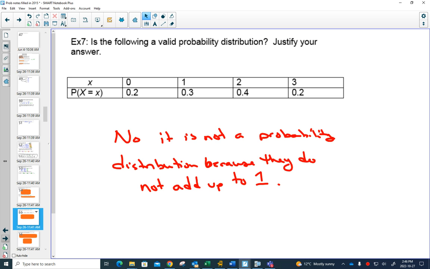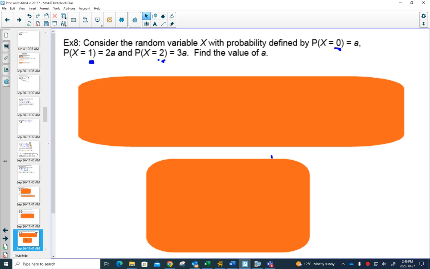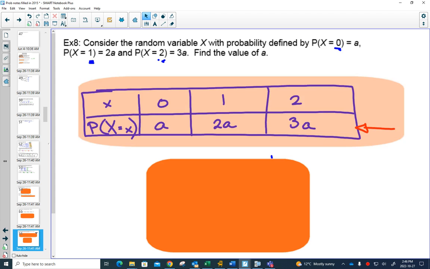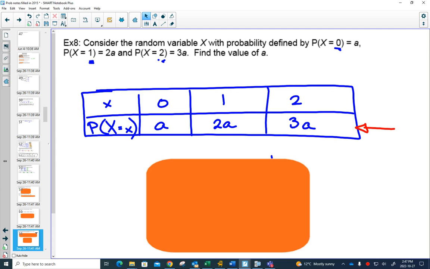Okay, we'll do one more together, and then I want you to try 9 and 10 on your own. And if you want, you can go up to a board and do it on the board rather than your notes. It's up to you. So sometimes you get a question like this that's abstract. Consider a random variable x. Probability of happening at 0 is a. Probability of happening at 1 is 2a. 2 is 3a. You could draw a probability distribution chart for this.